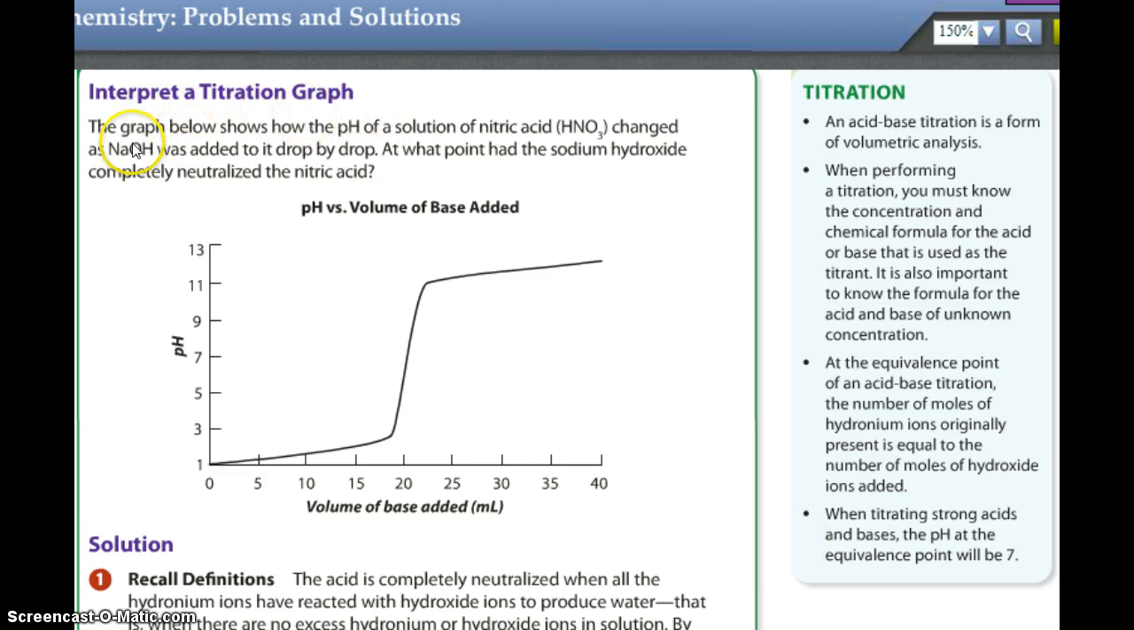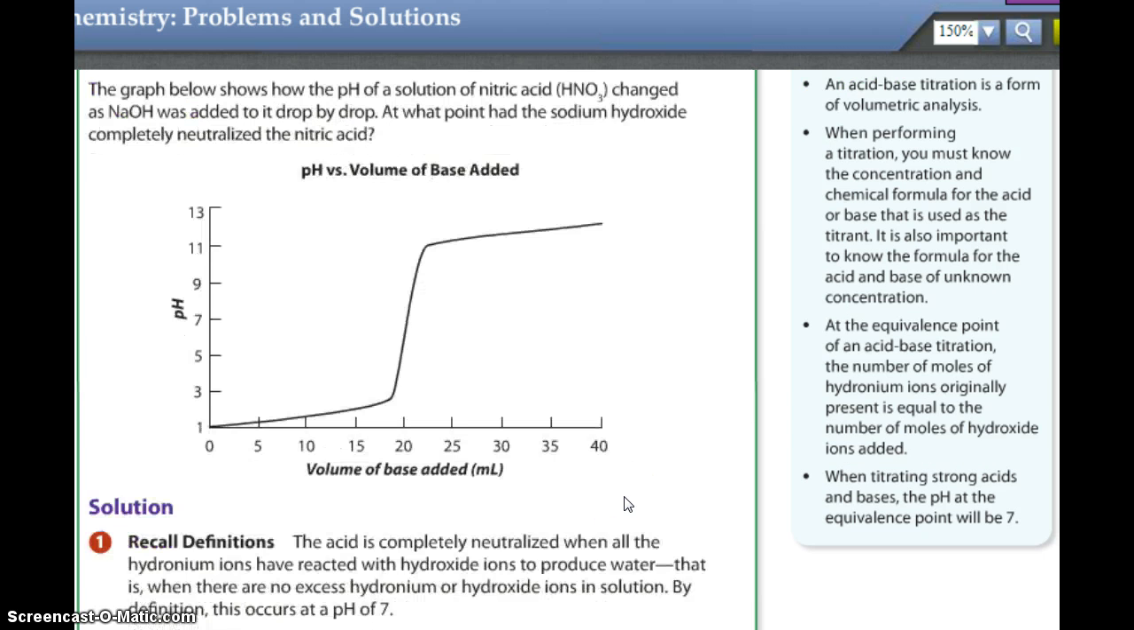When titrating strong acids and bases, the pH at the equivalence point will be 7, or neutral. Interpret a titration graph. The graph below shows how the pH of a solution of nitric acid, HNO3, changed as sodium hydroxide was added to it drop by drop. Now, sodium hydroxide, you see OH, so you should know automatically, is NaOH a base or an acid? And it is, of course, a base. At what point has the sodium hydroxide completely neutralized the nitric acid? So we have pH versus volume of base added. We have the pH going up on our y-axis. We have the volume of the base added in milliliters across the bottom.